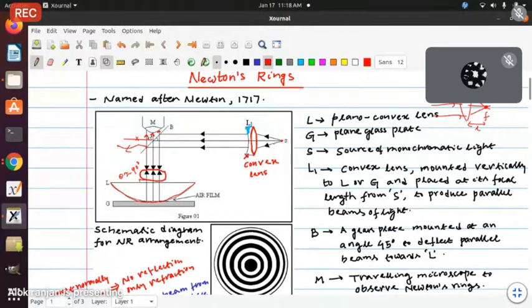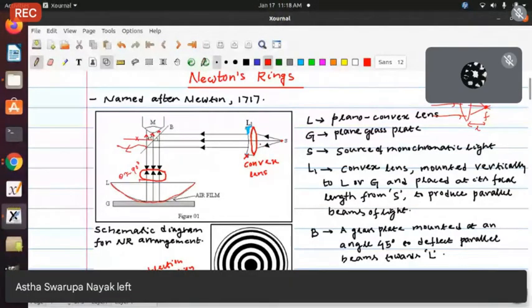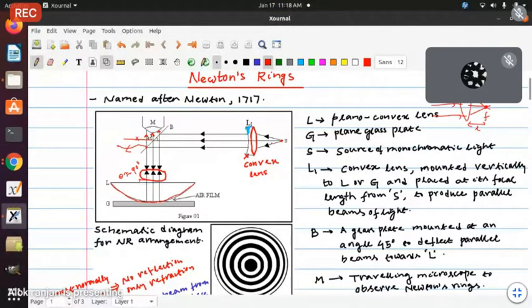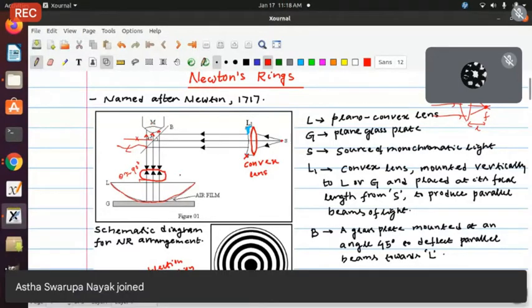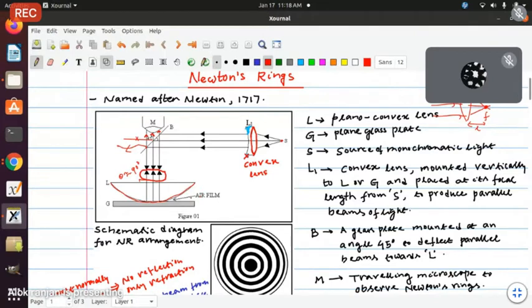So we understand, right, why we are using this source, which is kept at a distance of a focal length from this convex lens, why it is mounted at 45 degrees, and how come we could observe something through this traveling microscope. Okay, so now what will happen when you observe through this traveling microscope?